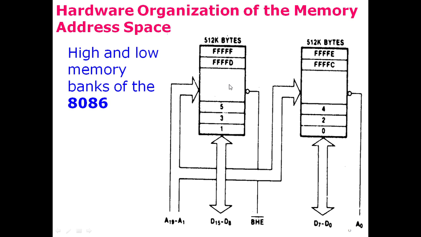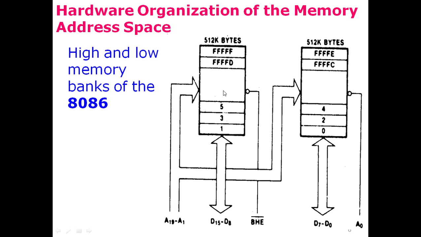Among the 20-bit address, 19 bits are connected as the address to these banks. So here we have A1 till A19. These 19 bits of the address are connected to both of these banks, and these 19 bits are sufficient to address each location among the 512 kilo locations inside each bank.